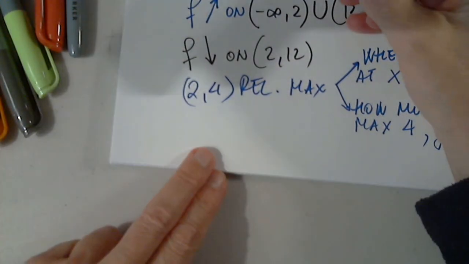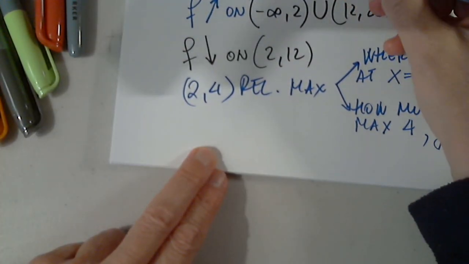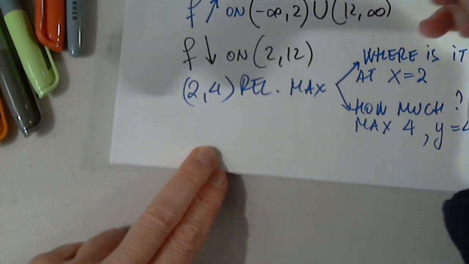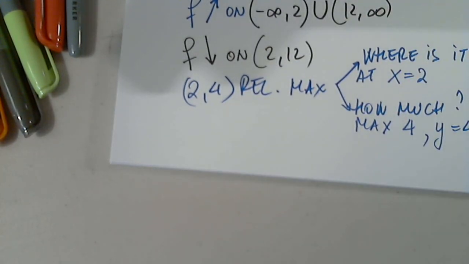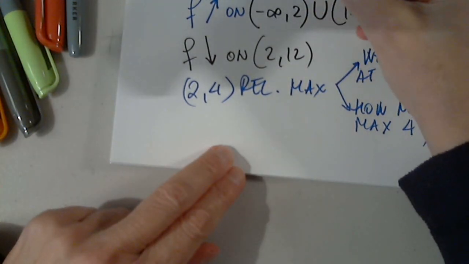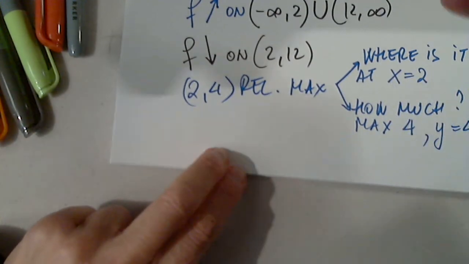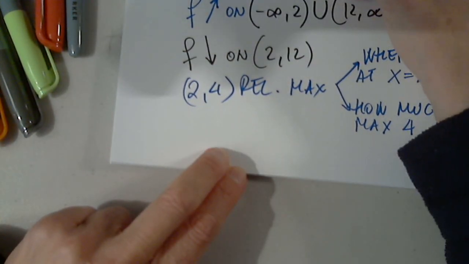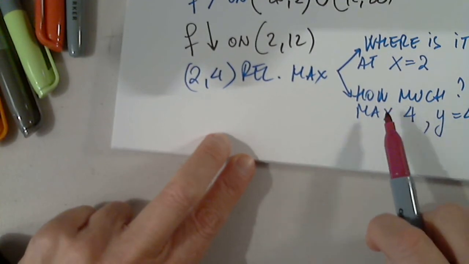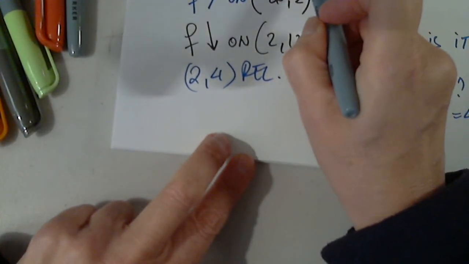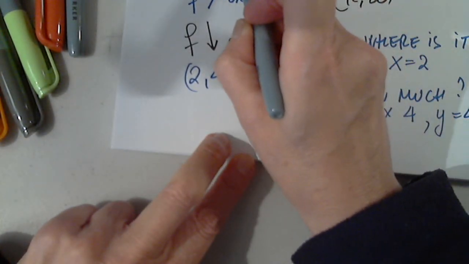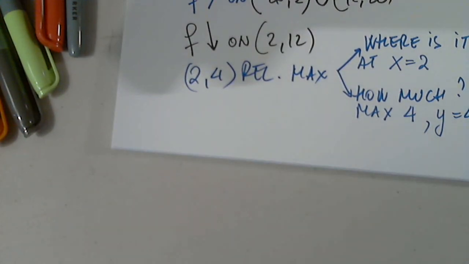What do you think this point will be? 12, negative 3. What do you think we're going to call that point? Relative minimum. Great job. So relative minimum. If I'm asked where is it, I will say at x equals 12. If I'm asked how much is it, I will have to say the minimum is negative 3 or y equals negative 3.